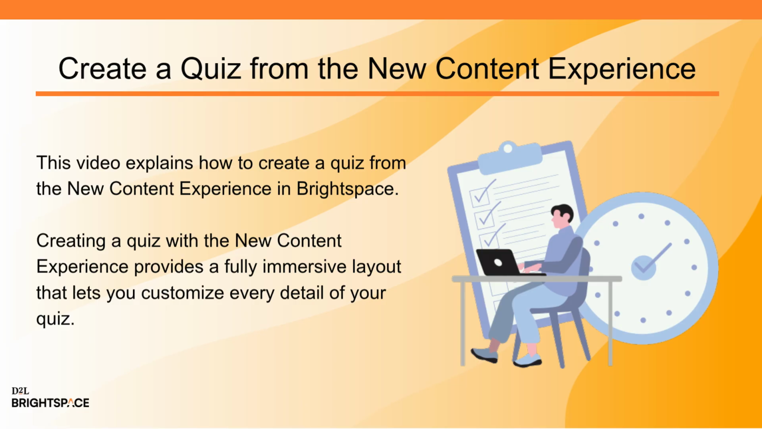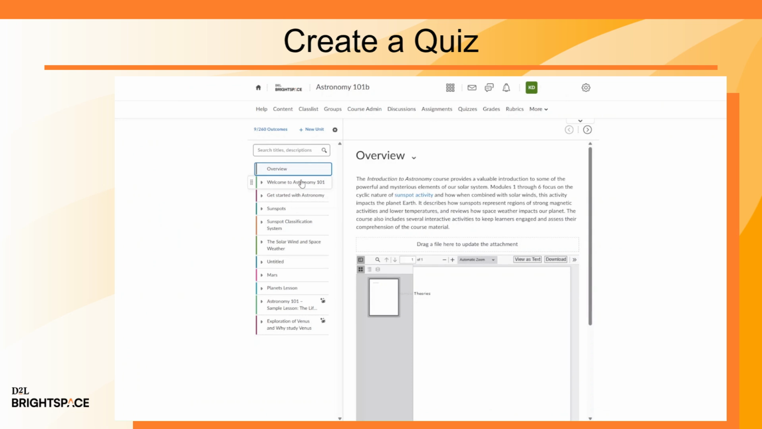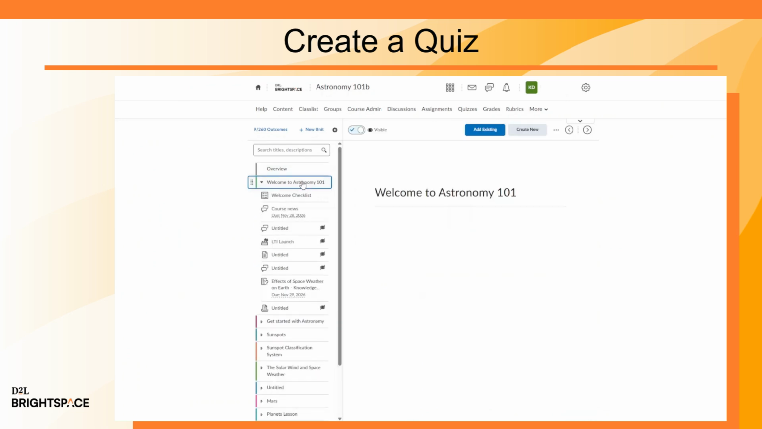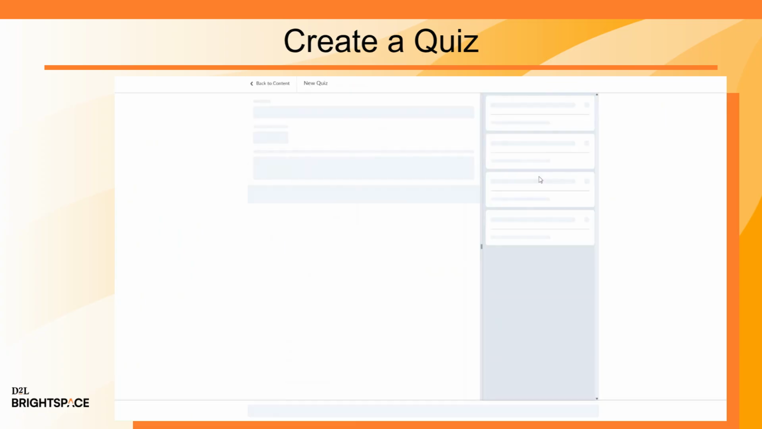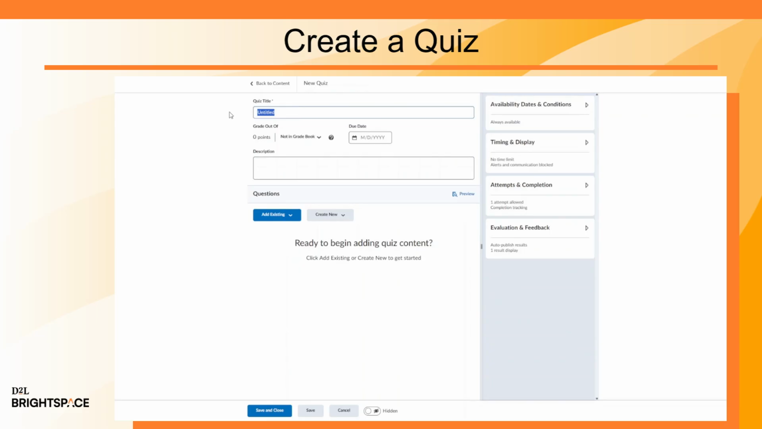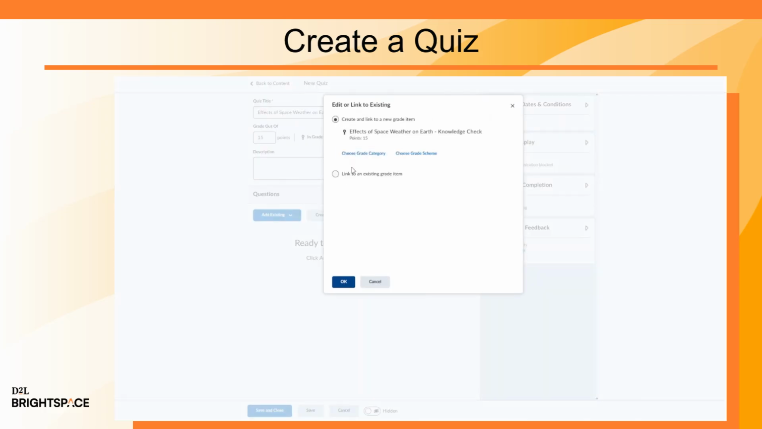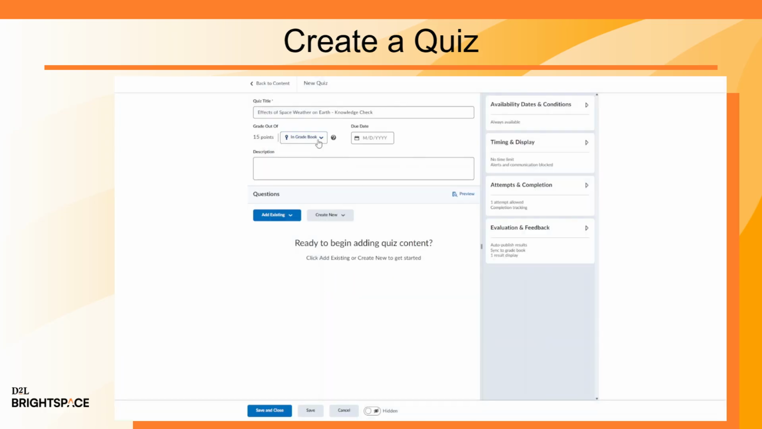Content tool. From the Content tool, select the module where you want the quiz to be created and click Create New, then choose Quiz. Next, fill in the quiz details, including the quiz title and the grade value. Select Add to Gradebook to edit or link to an existing item in the gradebook. For practice or formative quizzes, select Not in Gradebook.